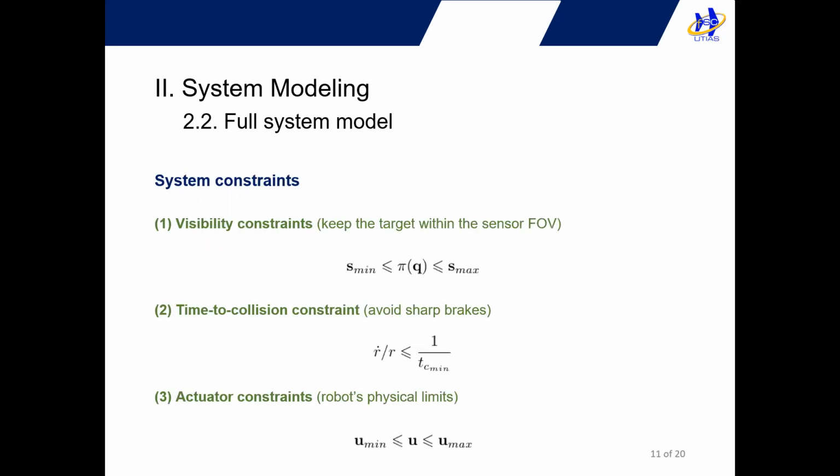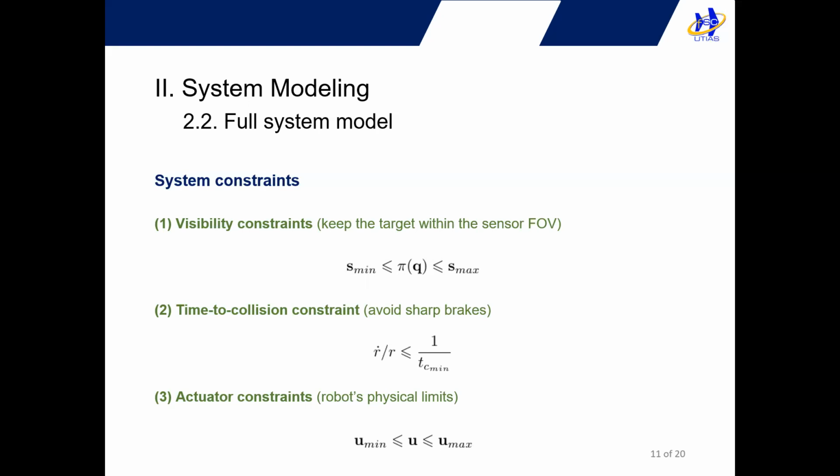There are three constraints considered in our work. The visibility constraint enforces the visual feature to stay within the specified image bound. The function pi maps the rotation to pixel coordinates of the visual features. We also define a time to collision constraint to avoid sharp brakes when the UAV is close to the terminal position.